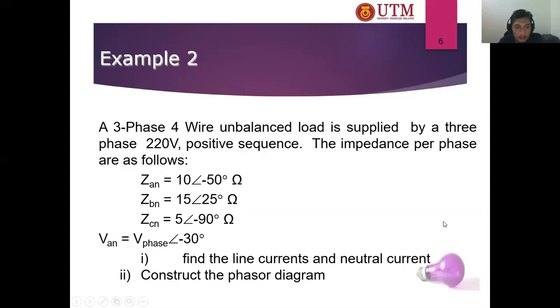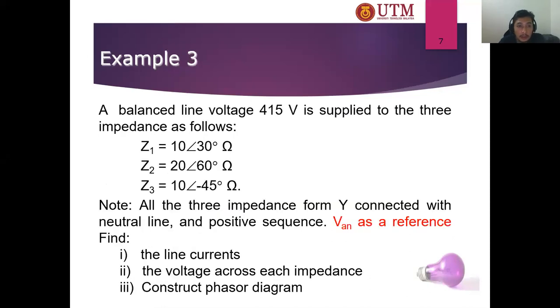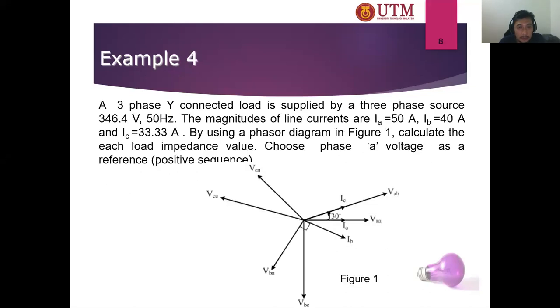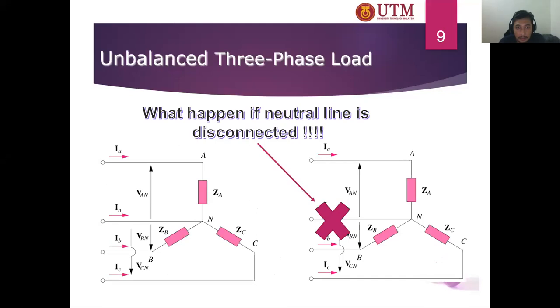Okay, so this one, example 2, we will actually discuss. I will maybe do some of the solution, and then you may refer to the solution. And also example 3 and example 4. Okay, so this is the Y connection, which we have already discussed. Usually they will come with what we call the three-phase four-wire Y system, where we have the neutral cable here. So what happens when the neutral cable is disconnected, or sometimes malfunctions? So how to analyze this circuit?